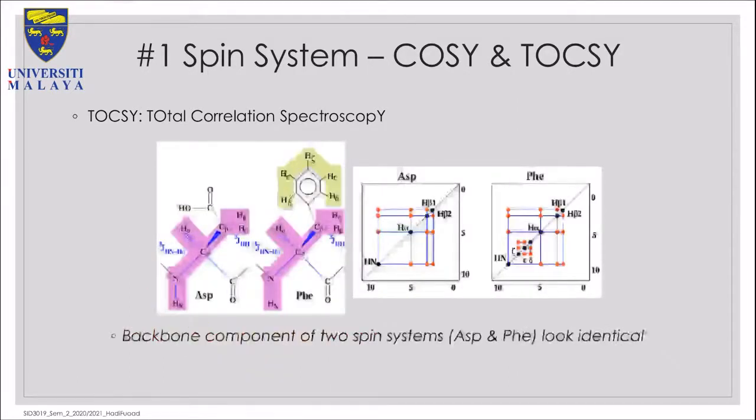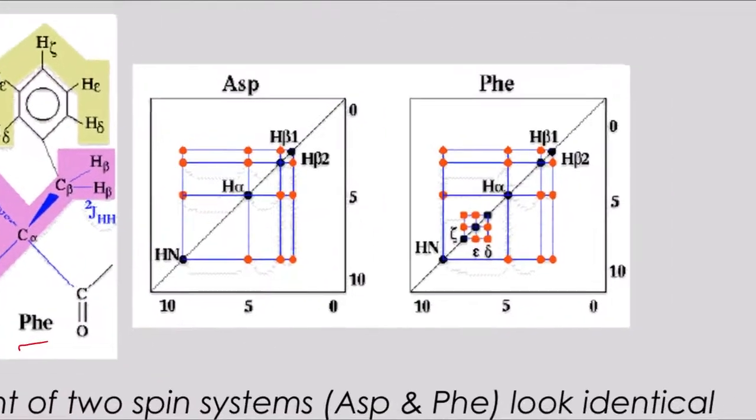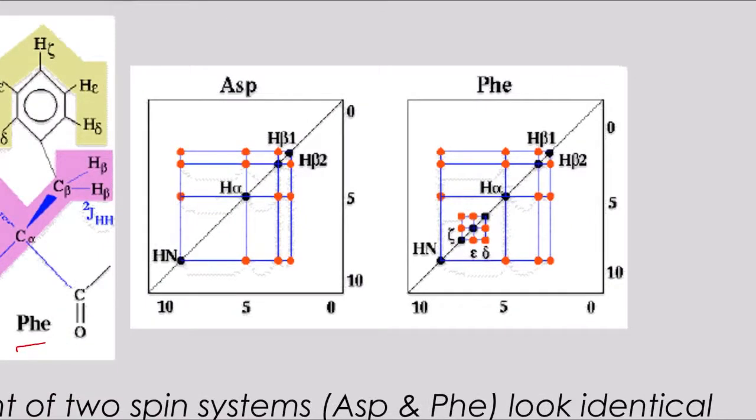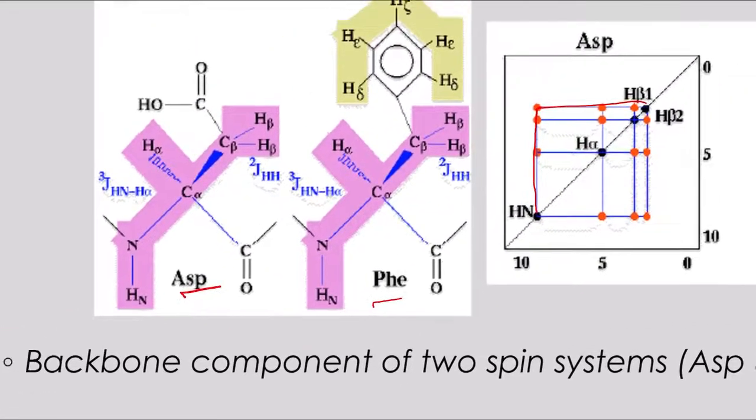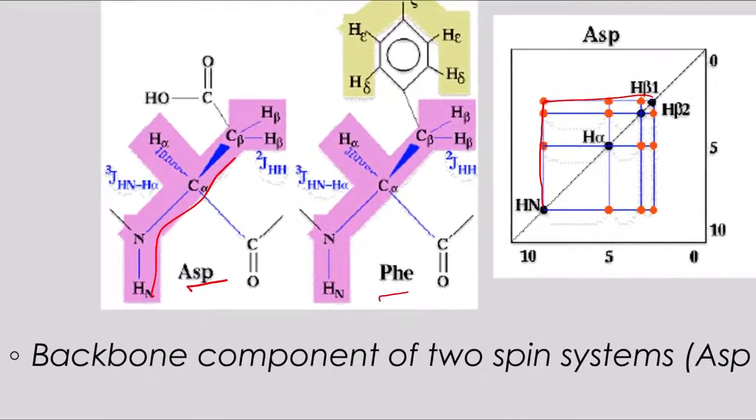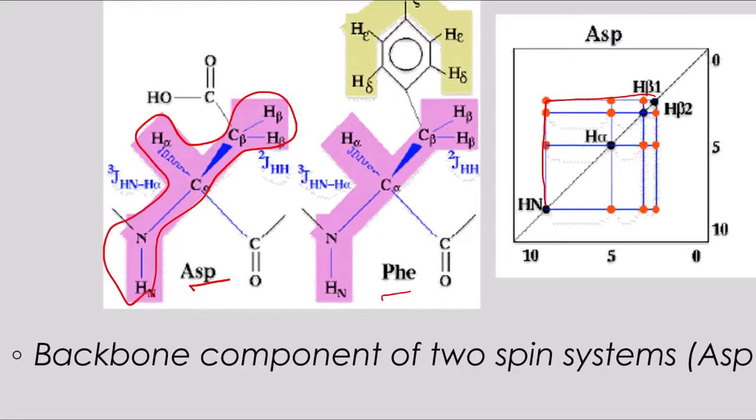Okay, so the backbone component of two spin systems, aspartic acid and phenylalanine, as shown on the left. If you look at the 2D spectroscopy, the spin system looks almost identical. You can see for aspartic acid it will be like that, because the backbones are almost identical. So that's the basic spin system.